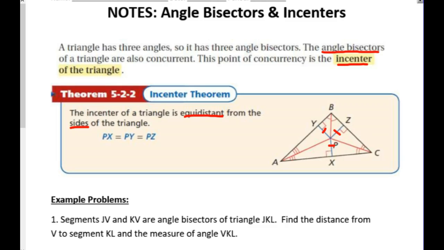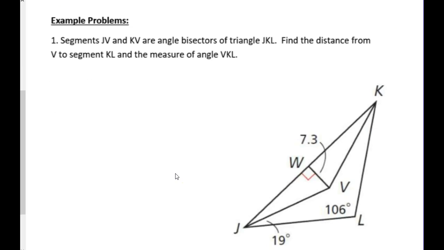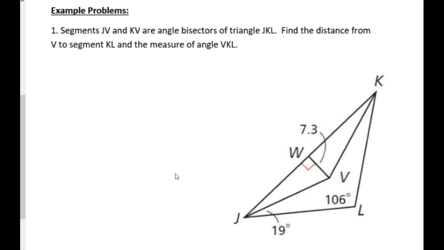Okay? So all we know so far is angle bisectors cut in half, right? And incenter is equal distance to these sides. So let's do number one. Okay, on number one, segments JV and KV are angle bisectors of triangle JKL. So that means this line right here cuts this angle in half. This right here cuts this angle in half. So ultimately, we're looking for VKL, which is way over here. But first, let's label what we know. Does everyone see VJL right here? This angle is 19 degrees. What else do we know because of that?